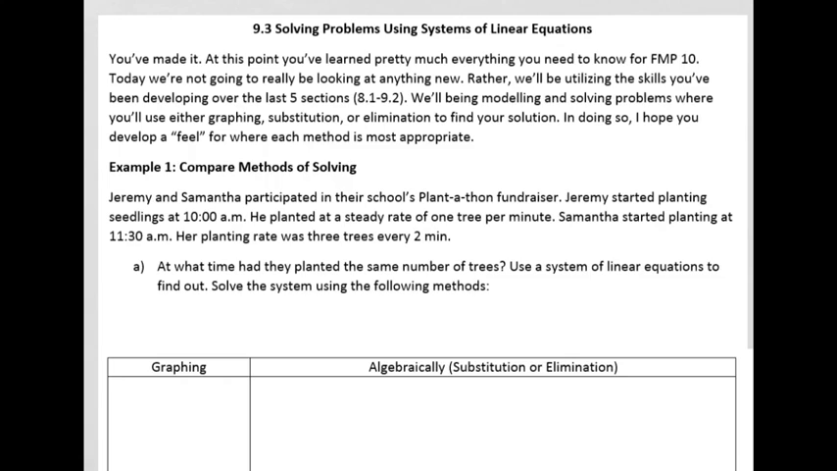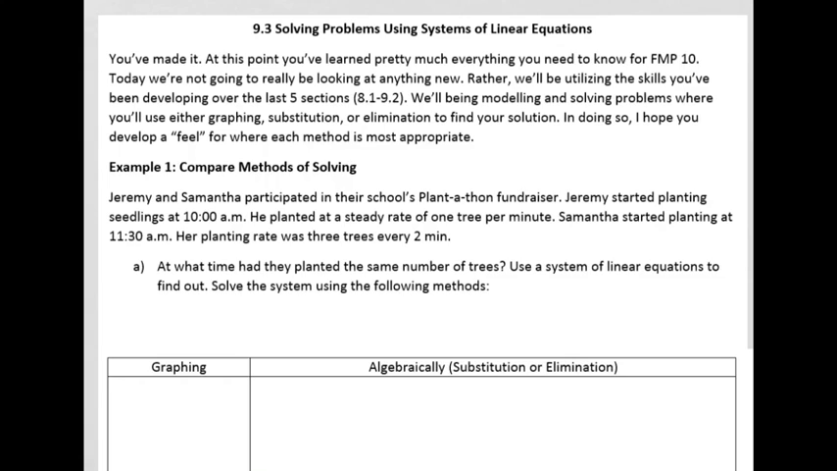The reason why there's one more section is because today you'll be comparing all of the methods for solving systems of linear equations that you've learned. What are the 3 methods you've learned? Substitution, elimination, and graphing. So what you're going to be doing today is comparing the efficiency and the usefulness of those 3 methods in this section.